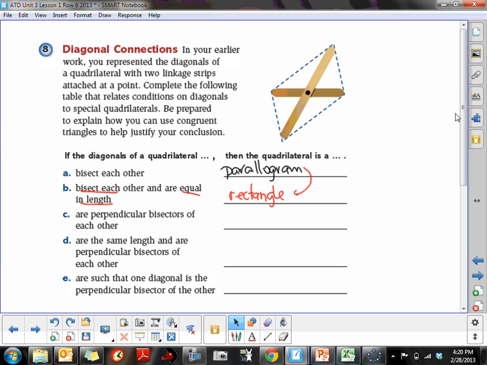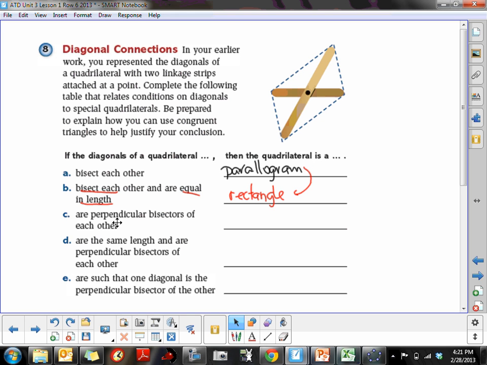I still can't get to that square because there's some other characteristics out there that aren't necessarily true in this statement that have to be true about a square. So let's take a look at the third one. If the diagonals of a quadrilateral are perpendicular bisectors of each other, then the quadrilateral is A.